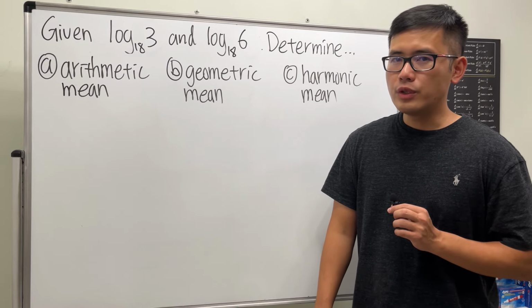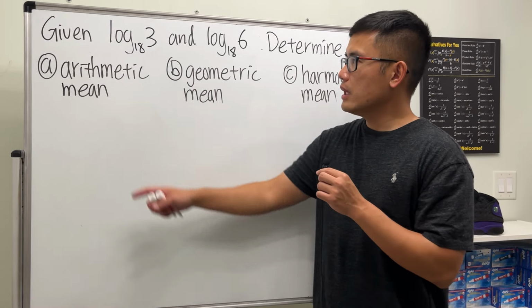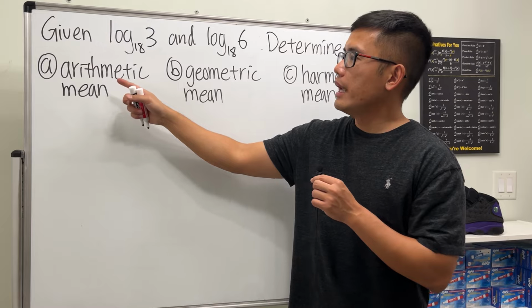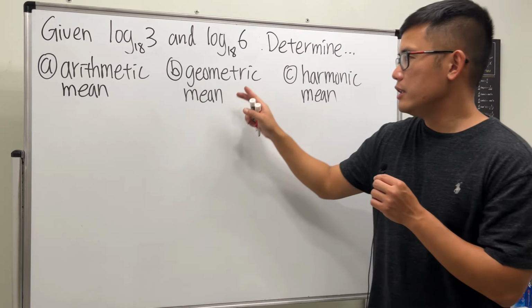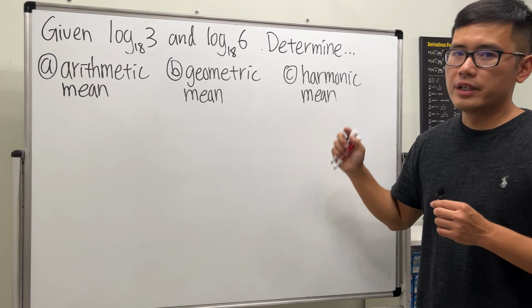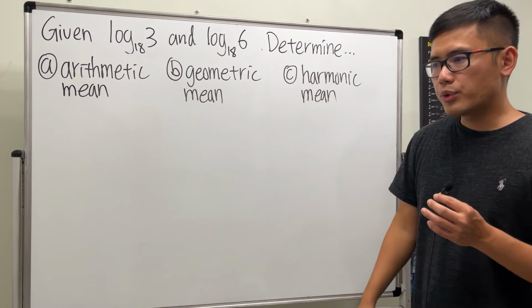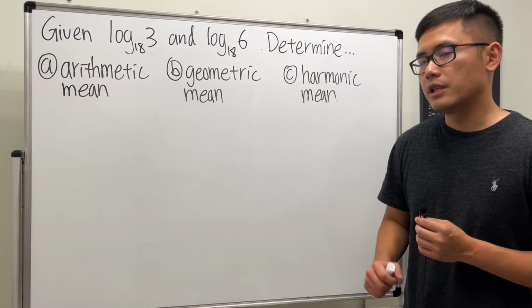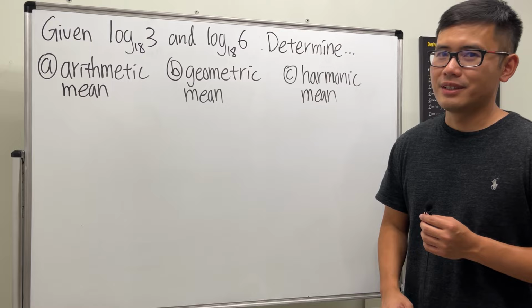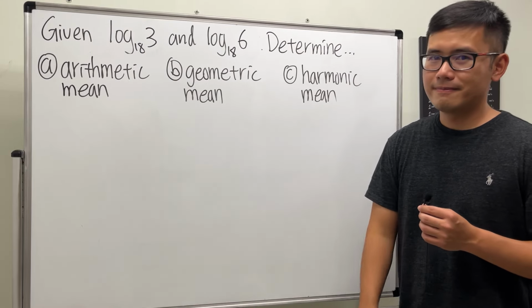Okay, I came up with this question for you guys. Check this out. First, we have these two log numbers, and we are going to find the arithmetic mean, the geometric mean, and then the harmonic mean. And this right here can also practice your log property skills. So, you know the deal. Please pause the video and try this first.